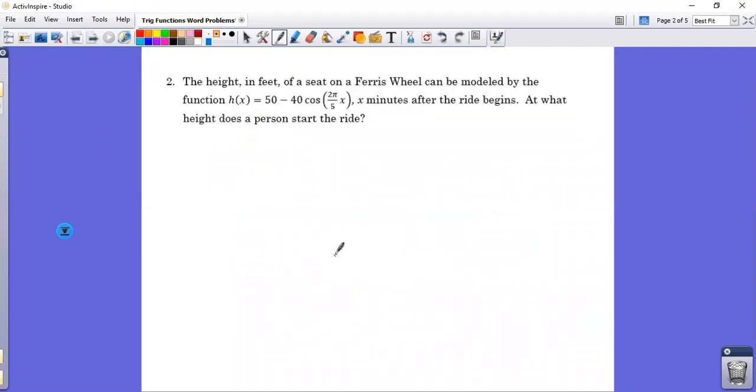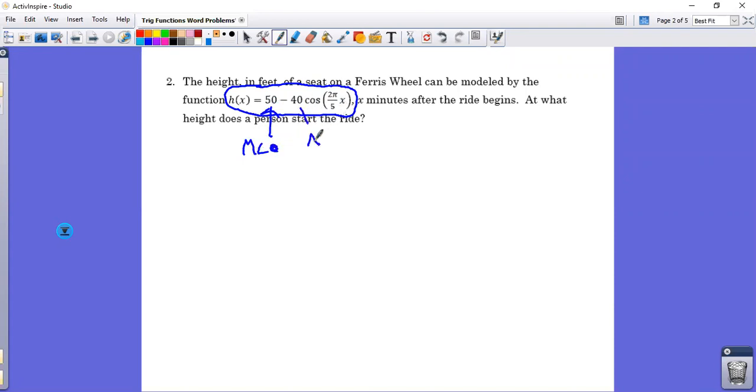So the second one, I think it's another Ferris wheel problem. Yeah. So same thing, the height's in feet, the ride's in minutes. This formula is written different than what we're used to. But all they've done is taken the midline, instead of doing plus 50 at the end, they've moved it to the front. It would be the same thing. You can't do that 50 minus 40 and get 10 because that 40 is with this whole expression. So there's your midline.